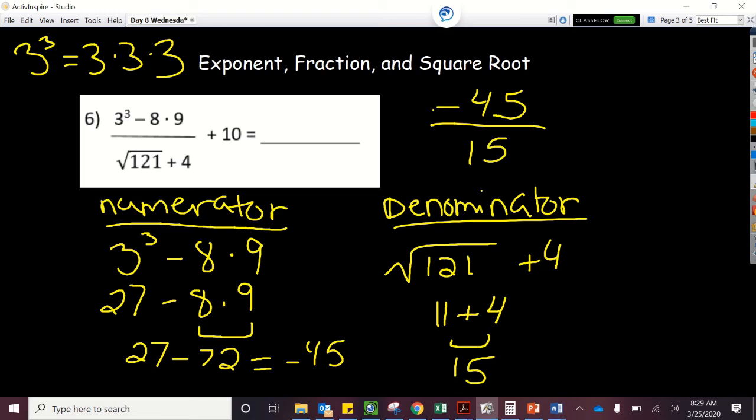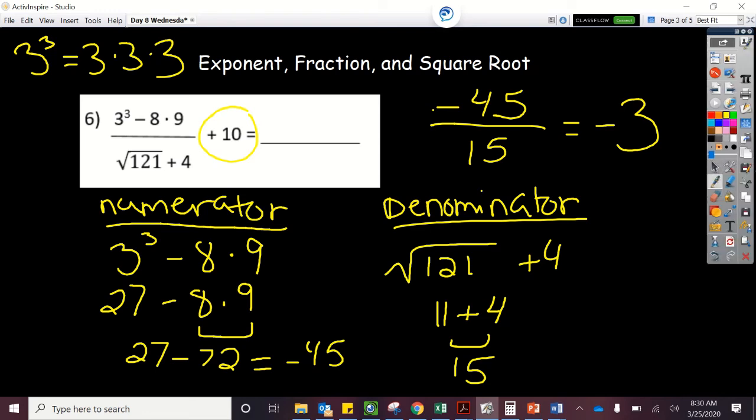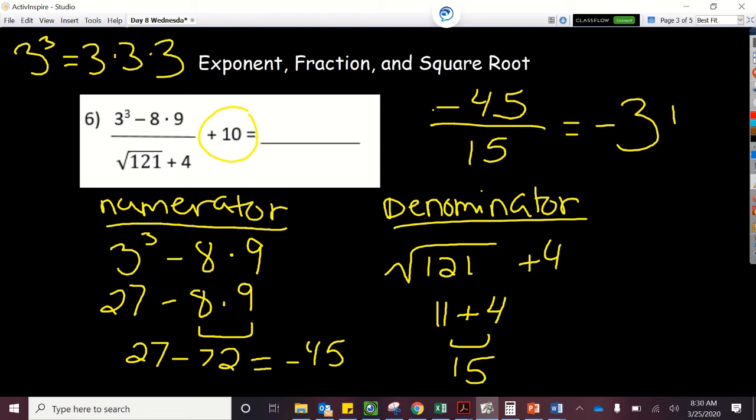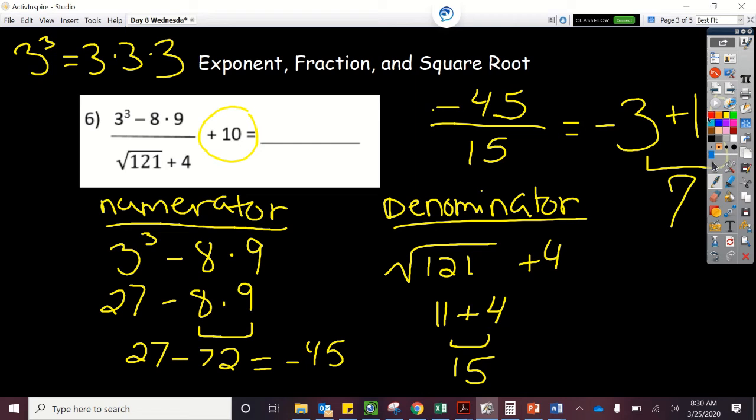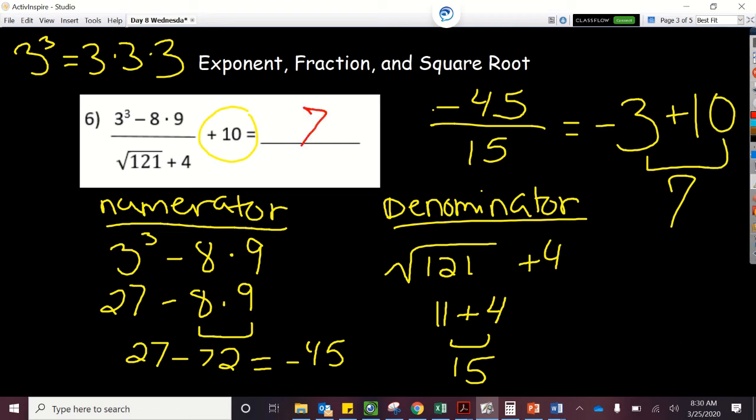So I have negative 45 divided by 15. That part would give me negative 3. And then I'm adding that 10 over here. So I have that negative 3 plus 10. So negative 3 plus 10 would give me a final answer of positive 7. And that's what I would write in the answer blank over here, positive 7.